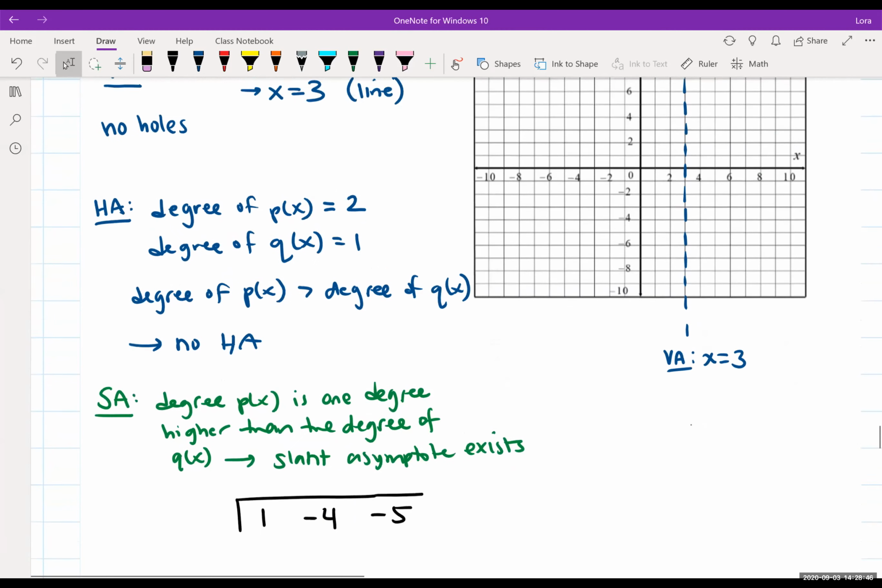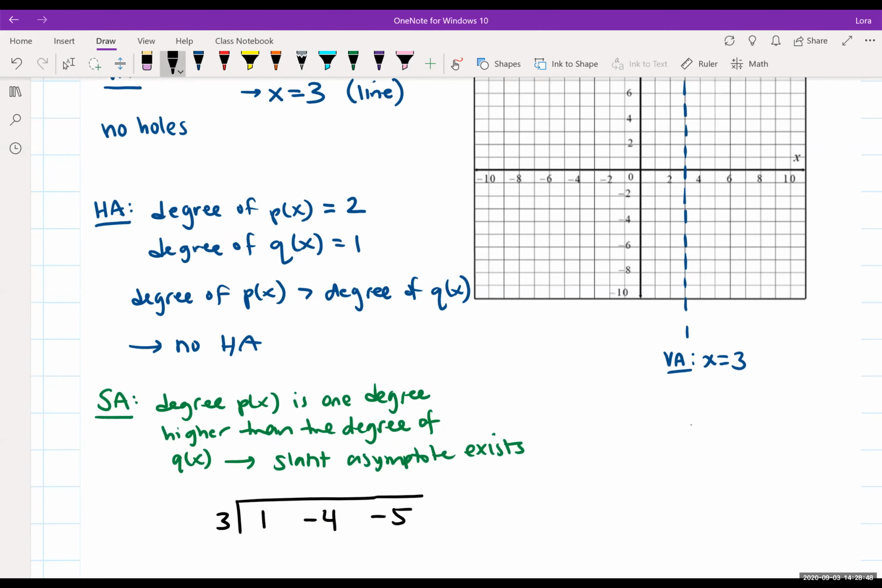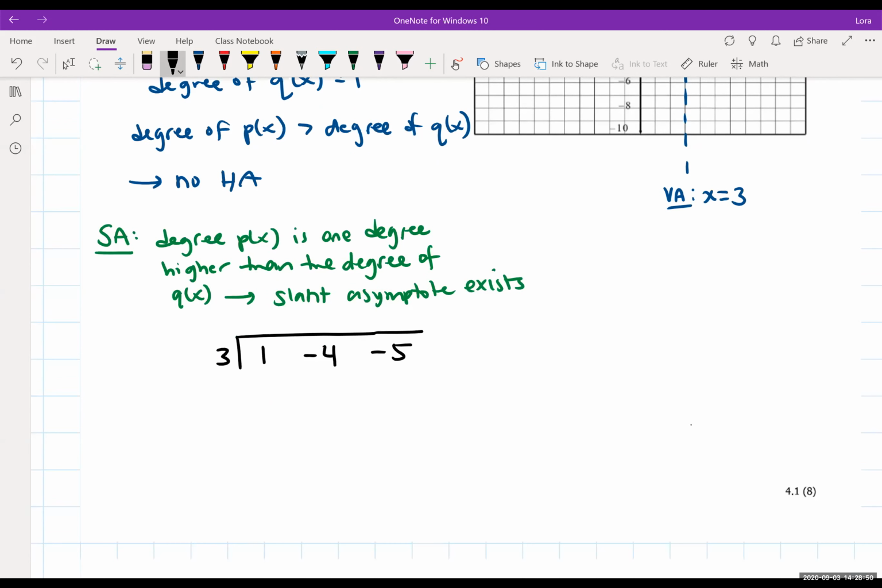A little bit of synthetic division review for us. If we use synthetic division to figure this out, we drop the 1 down, multiply the 1 by 3 to get 3. We add vertically and get -1. -1 times 3 is -3, and we get a remainder of -8. When we're dealing with slant asymptotes in college algebra, we really ignore the remainder. And we can look at rewriting our quotient.